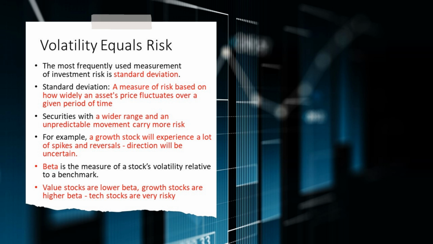That's intuitive, right? For example, a growth stock. If you invest in tech stocks or trade tech stocks, you'll know that they experience a lot of spikes and reversals. The direction's always uncertain. That's why people always ask why a certain stock price is falling. They don't care if it goes up, that's expected, but when it falls, they're quick to ask Google. Now, there's a measure for this called beta, and it measures a stock's volatility relative to a benchmark. The whole point of this is to say that value stocks are typically lower beta. They're less volatile. Growth stocks are higher beta.